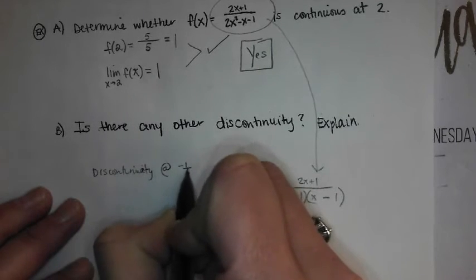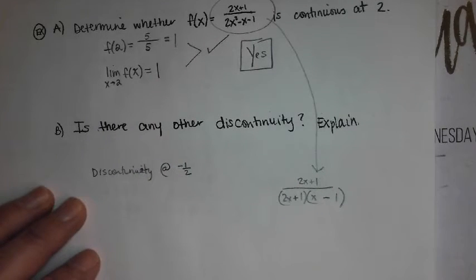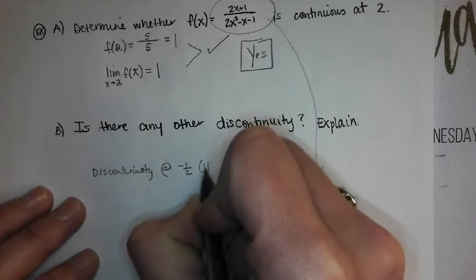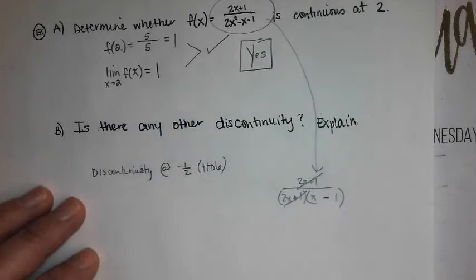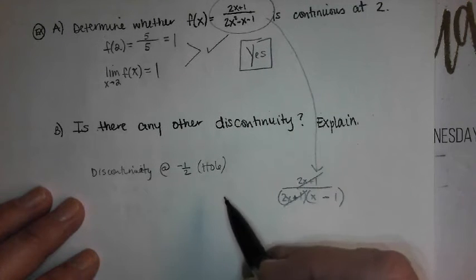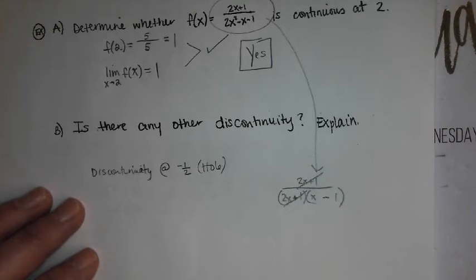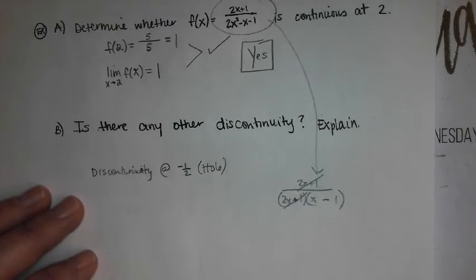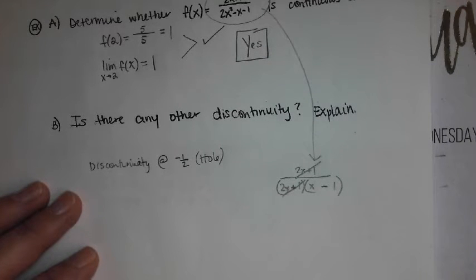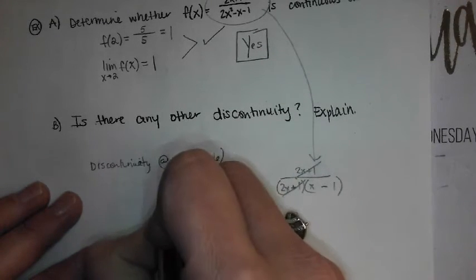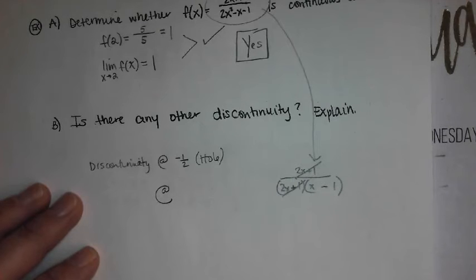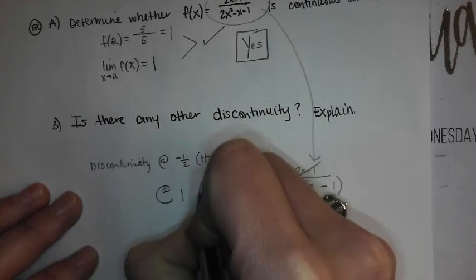At negative 1/2, because this is a hole. That's because those cancel. That's my explanation, by the way, because it's a hole, and my work is obviously justification for why I know it's a hole. Where else? 1, because that's an asymptote.